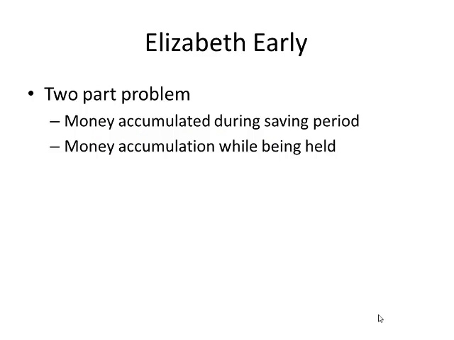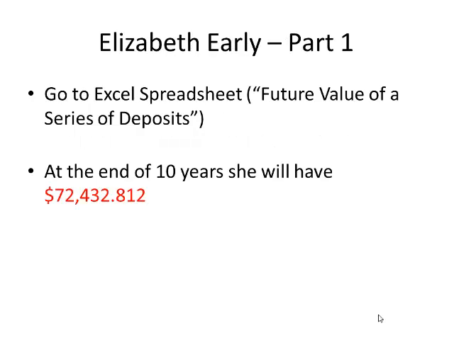Elizabeth's problem is actually a two-part problem. We need to break this problem into two steps. In the first part of the problem, we need to think about how much money is going to accumulate during that 10 years while she's saving money. And then once we've gotten to the end of her saving period and all she's doing is allowing the money to gain interest, we're going to need to look at the accumulation during just this interest earning period.